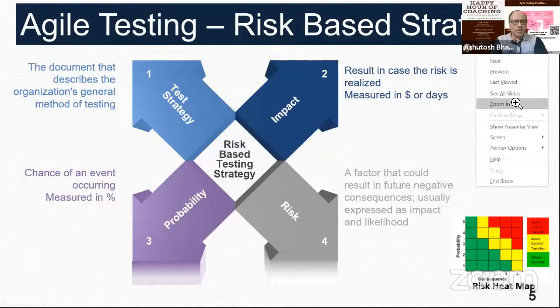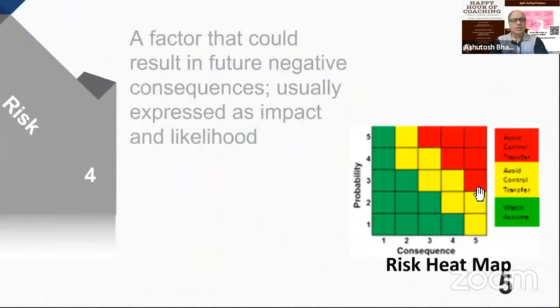Now, one of the ways of representing risk coverage is in a heat map like this. This heat map shows the green color, the amber color, and the red color. User stories in the red color will have to be tested more. The ones in the green color will be low impact, low probability. We can have lesser coverage.